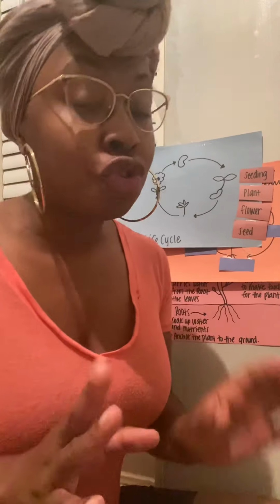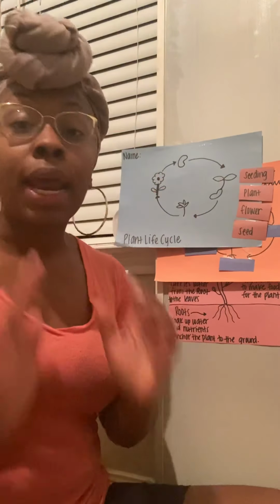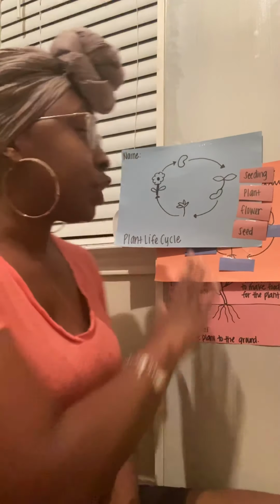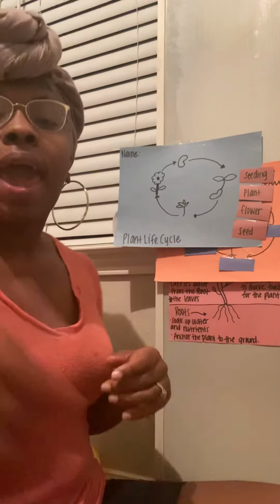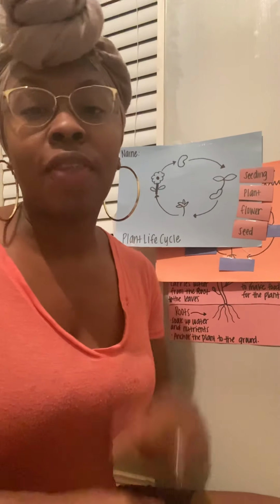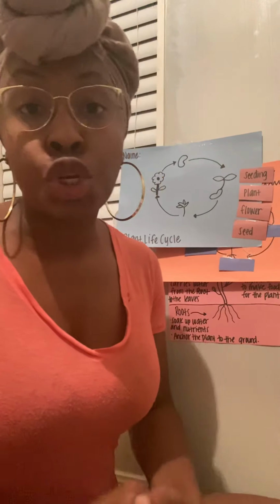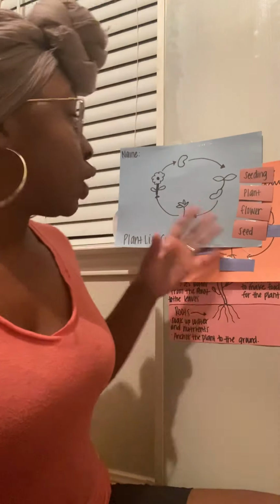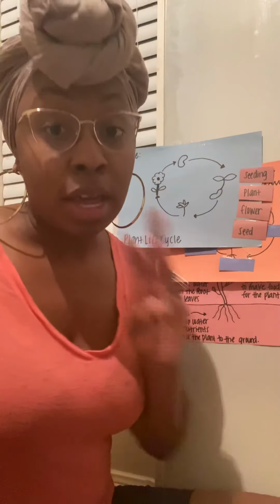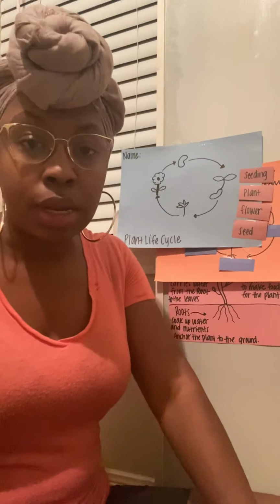Now, for extra points, I'm giving away 10 extra points. I want you to turn your paper over on the back, and I want you to tell me three things that a plant needs to survive. What does a plant need to survive? Give me three things for those extra 10 points.